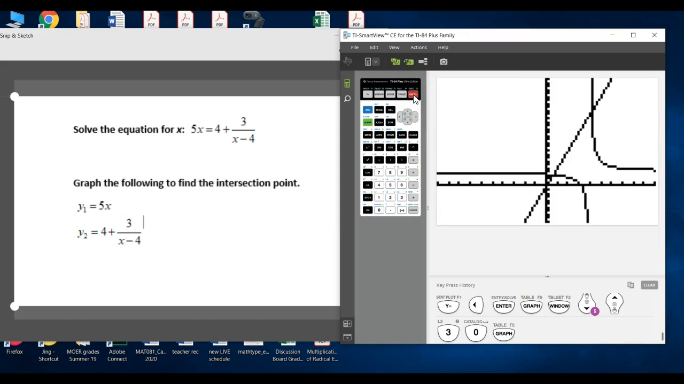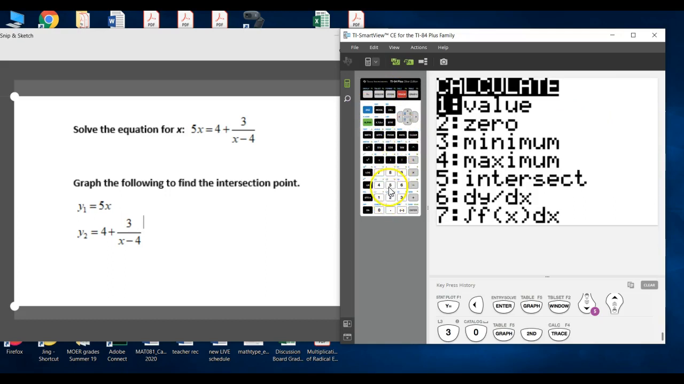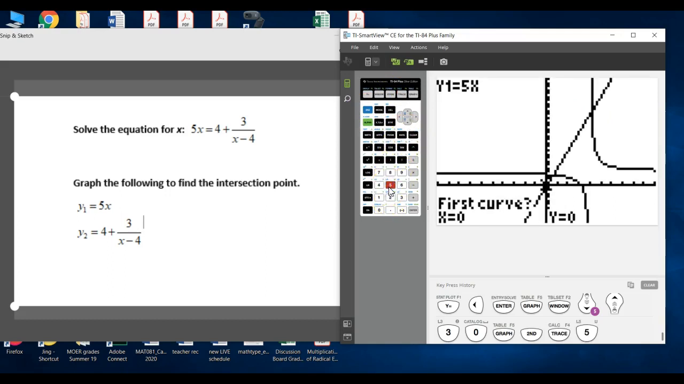Now I see two intersection points. I have the first one that I saw originally with my standard window, but now I can see that there's a second intersection point. When I go second calculate and choose choice 5, I'm going to answer the questions. First curve, notice how my cursor is on the linear graph, so I'm going to say yes. Then it jumps to the rational function. I'm going to say yes, and then I want it to guess. There is my first intersection point. When x is 0.62, my y is about 3.11.